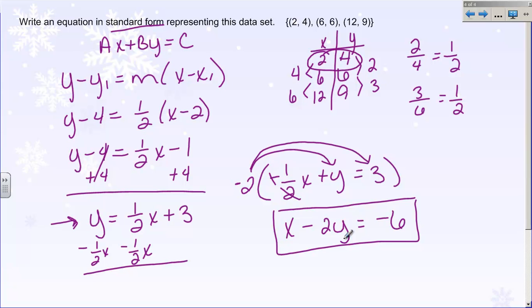Okay, so like you hope you noticed, the process is very similar to what you did yesterday. It's very much the same. So now you have writing equations from tables. We will practice this tomorrow, and I will see you then.